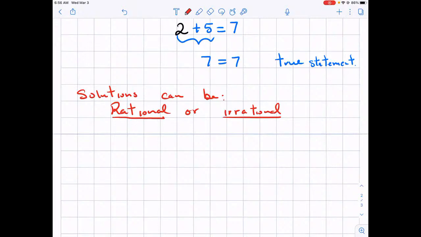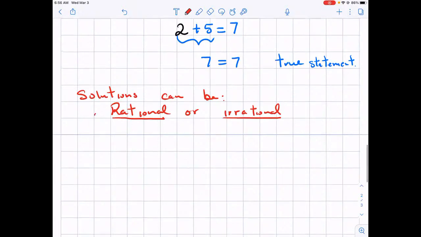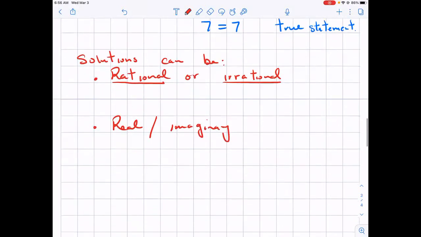And also, solutions can be either real or imaginary. So in addition, we're going to have real or imaginary solutions. Those are two things we'll see as we solve equations.